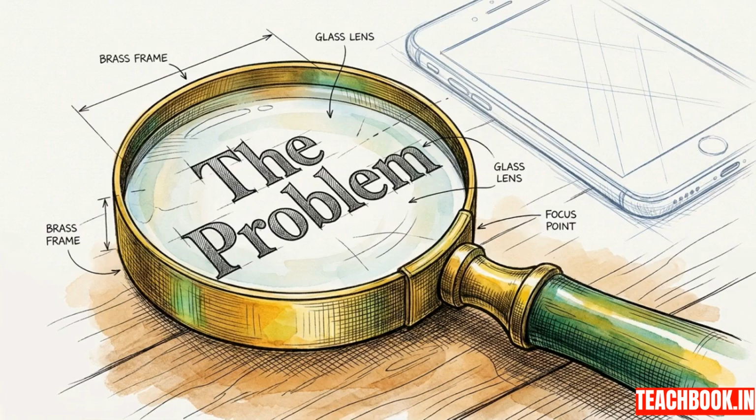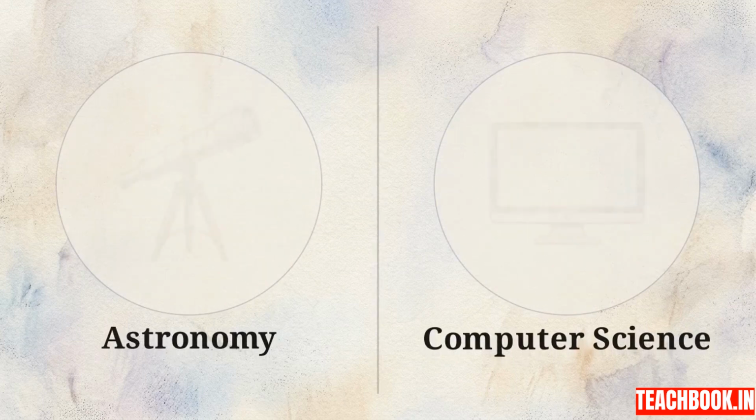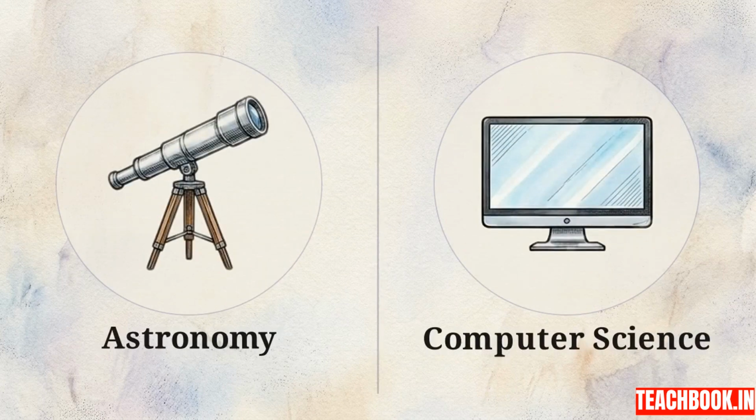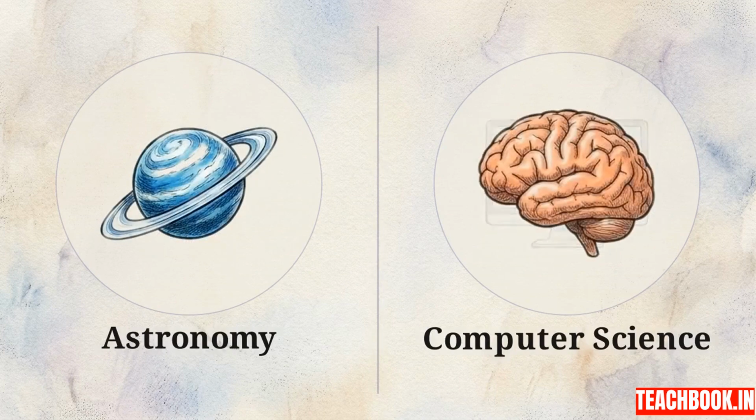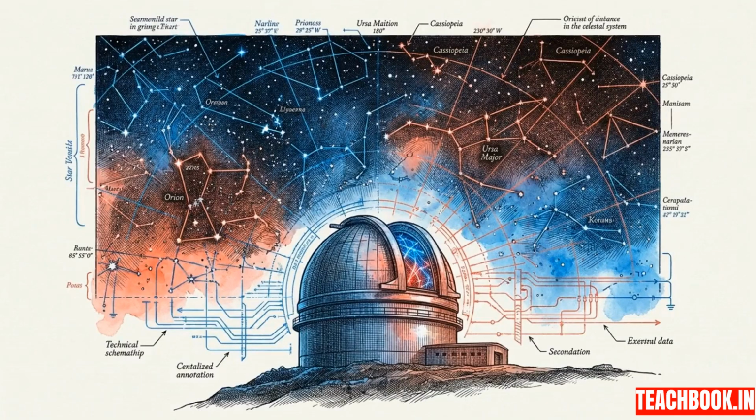To understand this, we have to look past the gadgets themselves. As the computer scientist Edgar W. Dijkstra observed, computer science is no more about computers than astronomy is about telescopes. Science is about how we use our tools to understand the world.